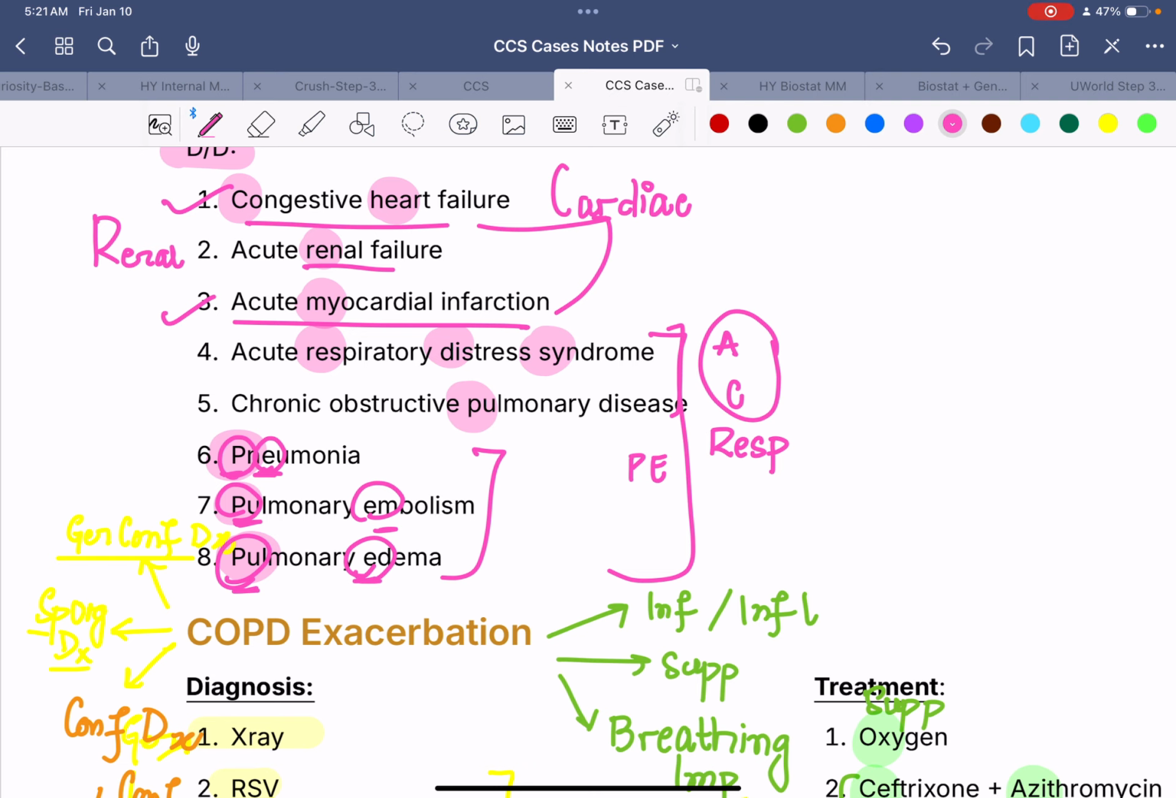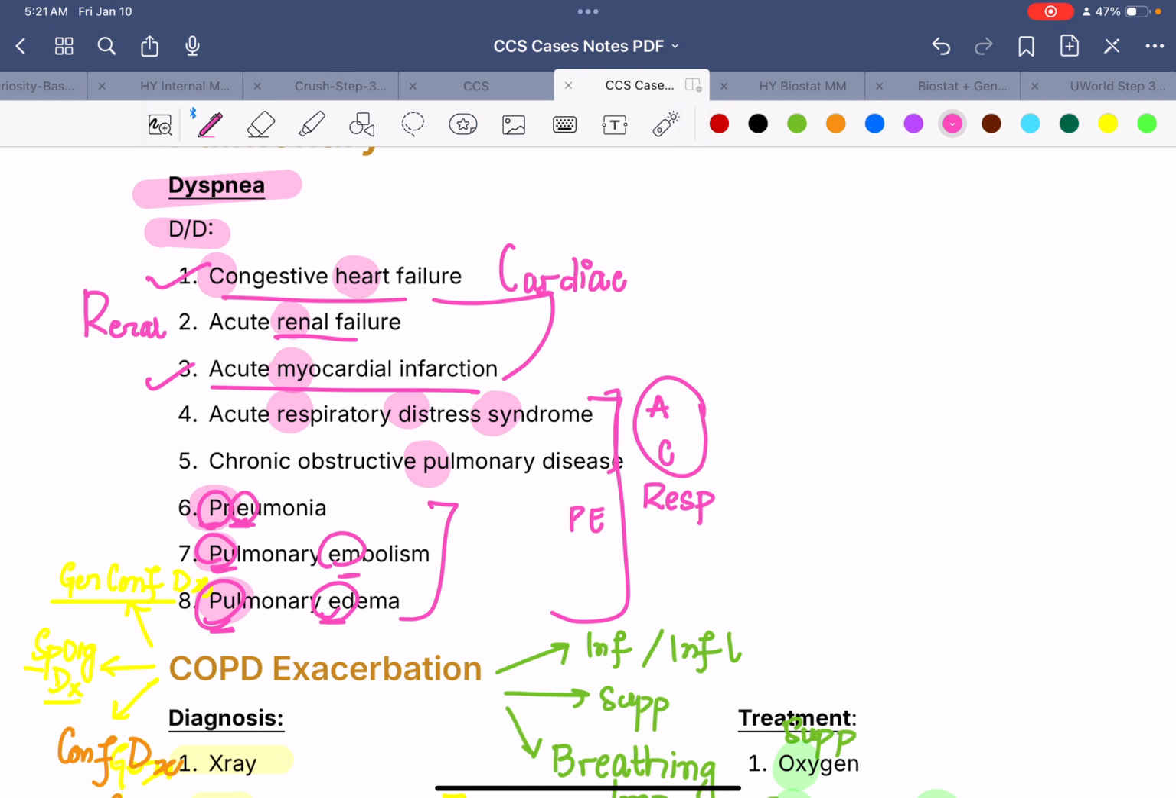So a quick review: whenever we have a patient with dyspnea, we have to think about three main causes. One would be the cardiac cause, acute MI and congestive heart failure, which we can rule out by a chest x-ray or troponin or cardiac enzymes along with ECG and echo. And acute renal failure, which we can rule out by basic metabolic profile. And then we have the chest causes, which are divided into PE and AC. The PE will include pneumonia, pulmonary embolism, pulmonary edema, along with, of course, pneumothorax. And for AC, we have acute respiratory distress syndrome, and for C we have chronic obstructive pulmonary disease.